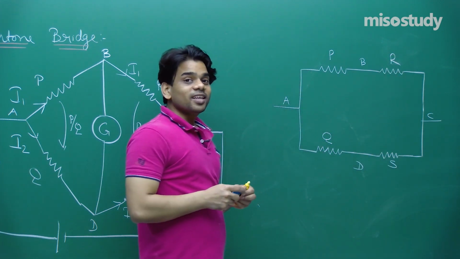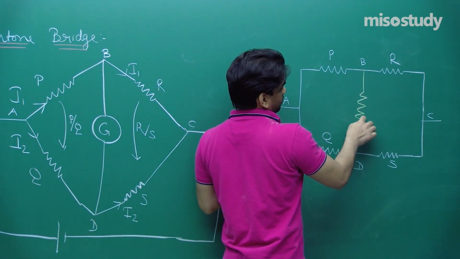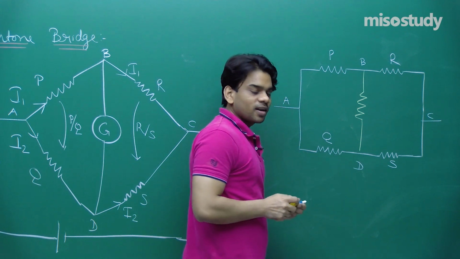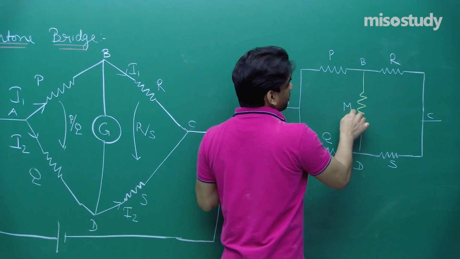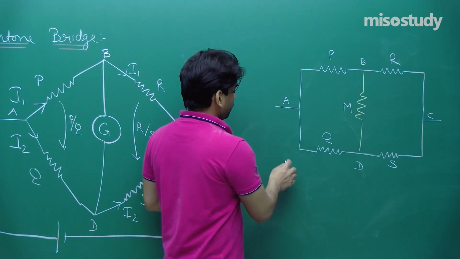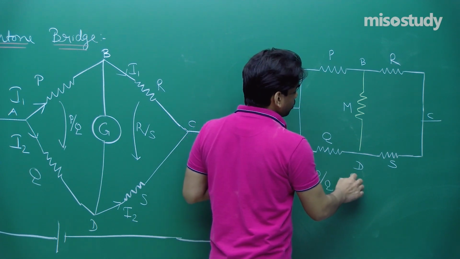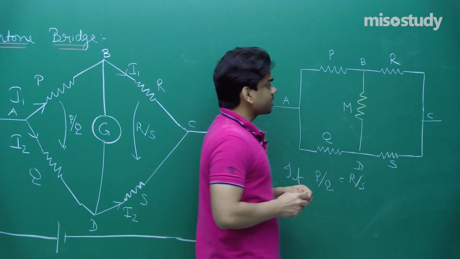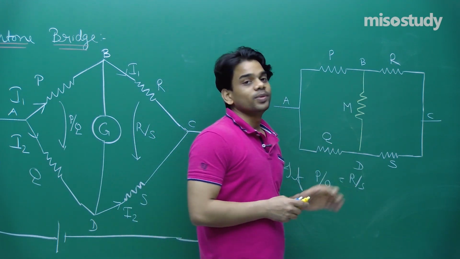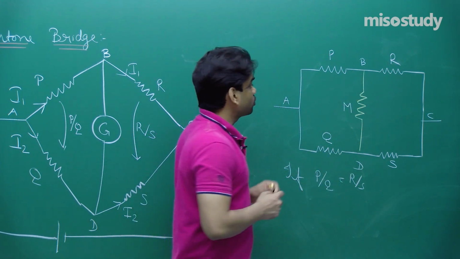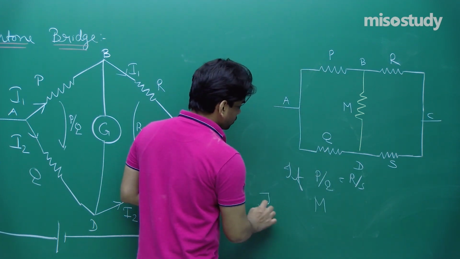Now B and D are at the same potential. If I connect a resistor, let's call it M, and if P by Q is equal to R by S, then this M will be of no use to us, because the potential of B will be equal to the potential of D. So M will be of no use, and through M no current flows.